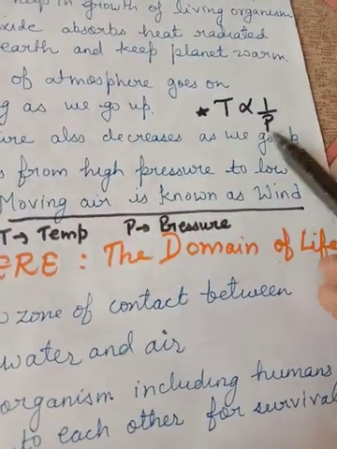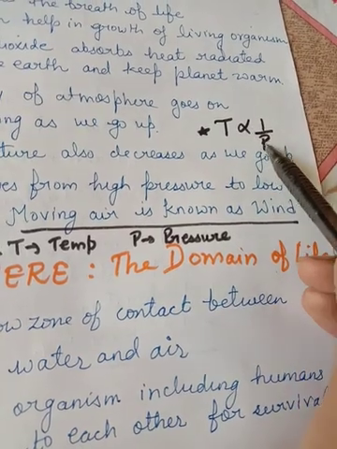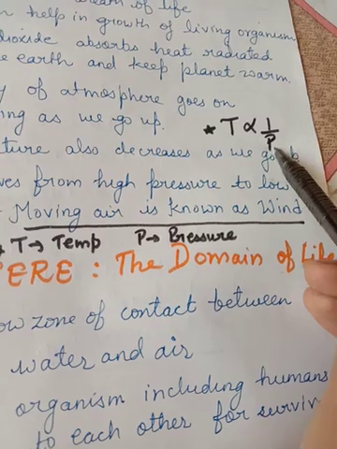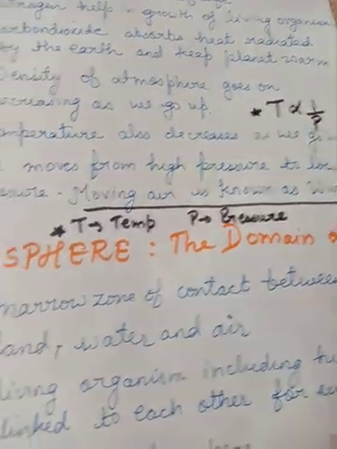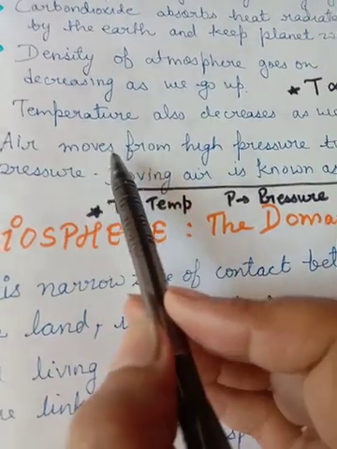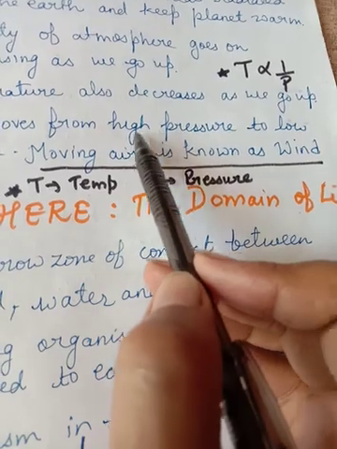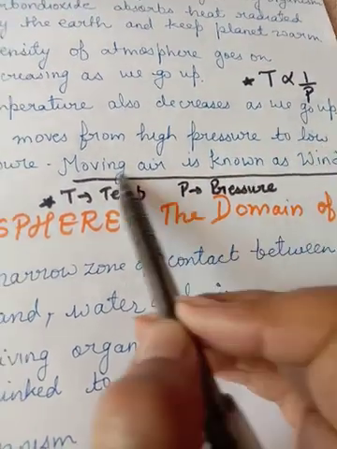Remember one thing, temperature and pressure are inversely proportional to each other. It means if this increases, this will decrease. Okay, this is the meaning of inversely proportional. Now, air moves from high pressure to low pressure. Remember this, air always moves from high pressure areas towards low pressure areas.